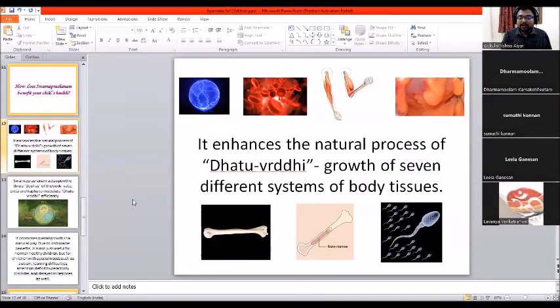All the bones and cartilages come under Asthi Dhatu. Bone marrow and brain come under Majja Dhatu. And Shukram is the reproductive Dhatu both in men and women.